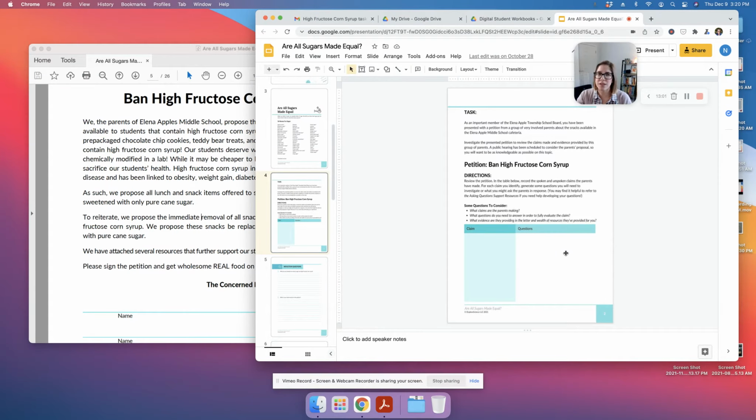If you're virtual, this is a great opportunity to break into, you can either have them do it independently, you could break into breakout rooms, you could also use something like Jamboard so that students are throwing ideas up.